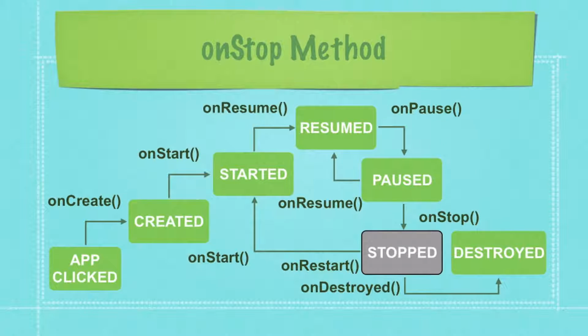Now, an activity is considered to be in the stopped state whenever it is not visible in any way on your screen. And whenever this occurs, whenever you get to the onStop method, what you should do is release all resources that are absolutely not required. And understand, of course, that if an activity is stopped and system resources are required by the system, the system will very often kill your application completely, often without even calling the onDestroy method.